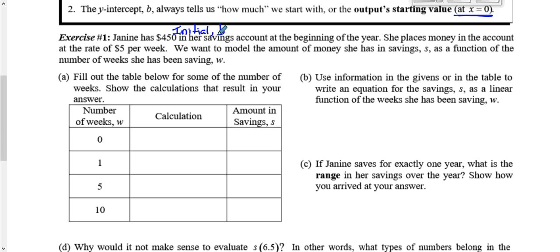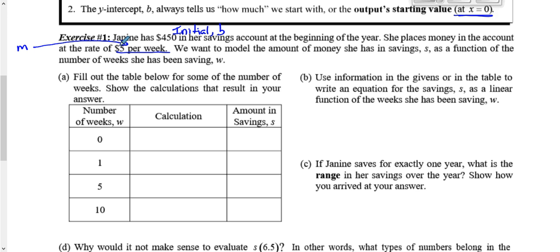And she puts money in the account, how often? Every week, $5. What does this sound like? The rate of change. What's changing? The amount of money in her savings account. And what's the rate at which it's changing? $5 every week. So that's our m, that's our slope.